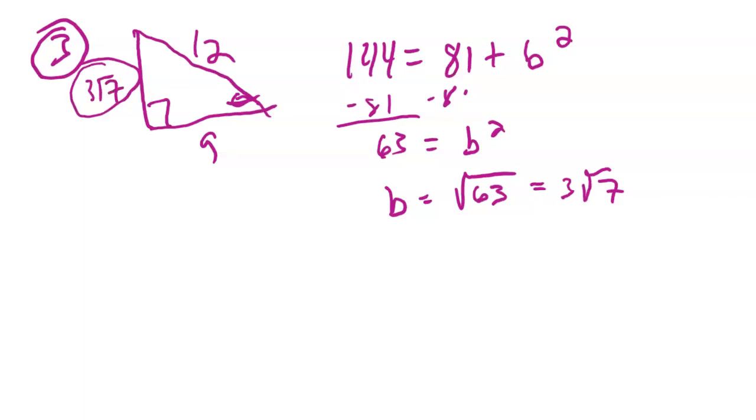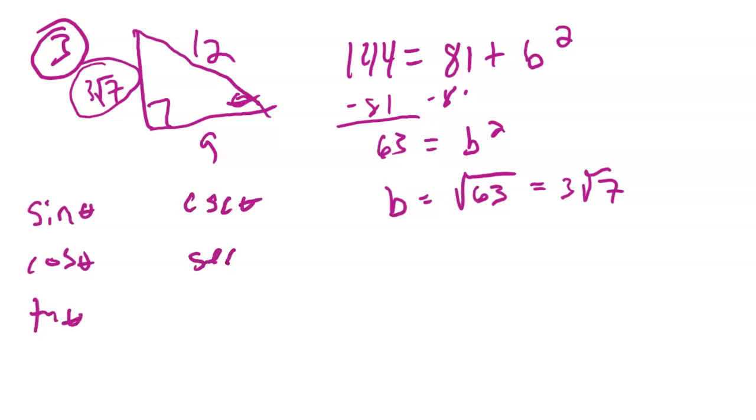3 rad 7. And then it says find the 6 trigonometric functions. So we'll go sine theta, we'll go cosine theta, we'll go tangent theta, we'll go cosecant theta, we'll go secant theta, we'll go cotangent theta.